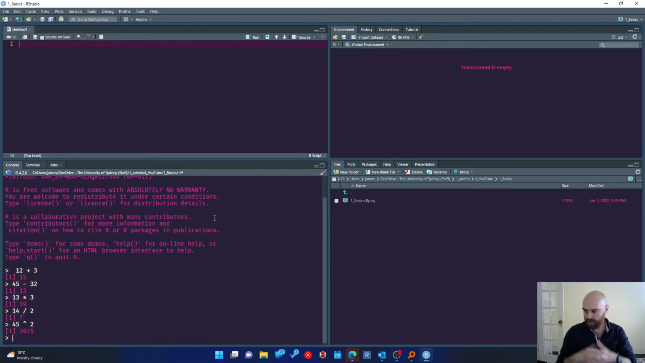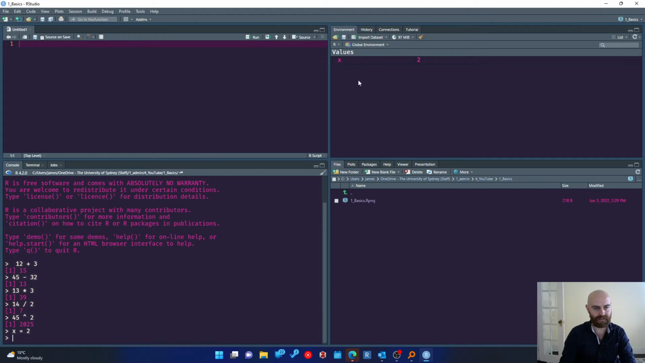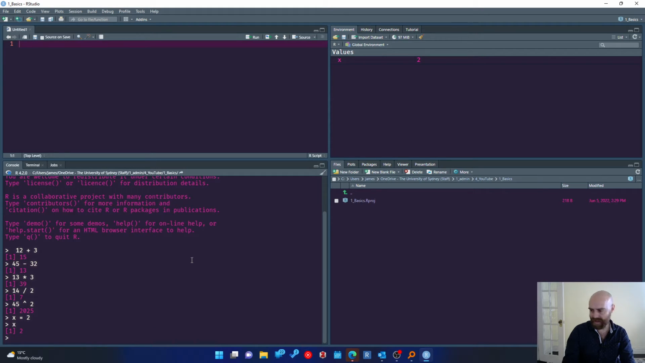Cool. So on top of just doing basic maths, we can also store numbers. So like on a graphics calculator, we could say x equals 2. And suddenly our environment field has changed because we've saved a number, the number 2, into the object x. And all that allows us to do is retrieve it later. So for instance, I can type down in console x, and we get that there's 2 stored inside that.